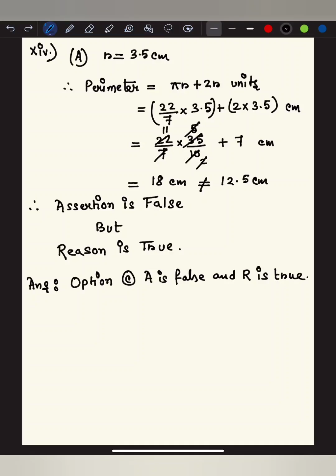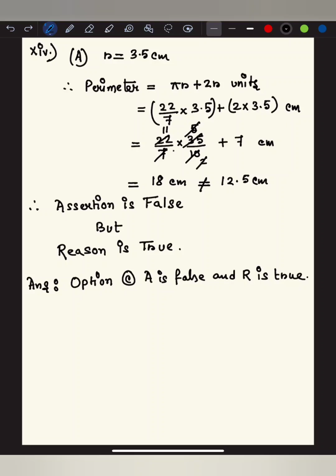Okay, let's come to question number 1 support 14. Here the assertion is given as: the perimeter of a sheet of tin in the shape of a semicircle of radius 3.5 centimeter is 12.5 centimeter. The radius is given as 3.5 centimeter. Therefore the perimeter of a semicircle, the formula is pi r plus 2r. Therefore pi is 22 by 7 into r, which is 3.5 centimeter, plus 2r, which means 2 into 3.5 centimeter.